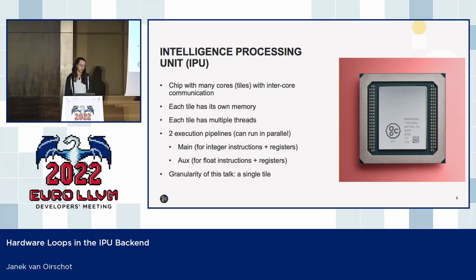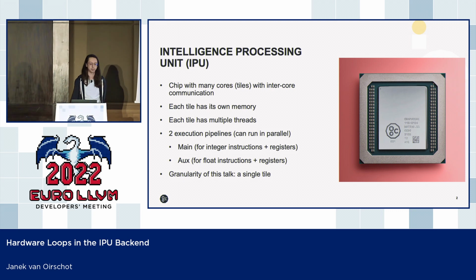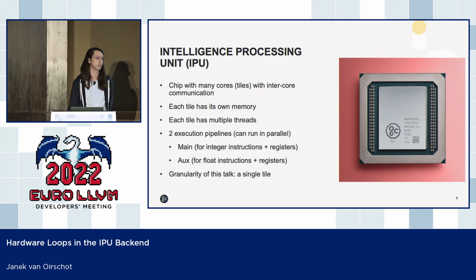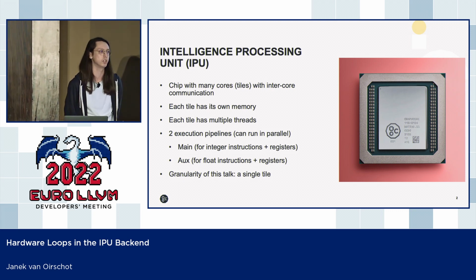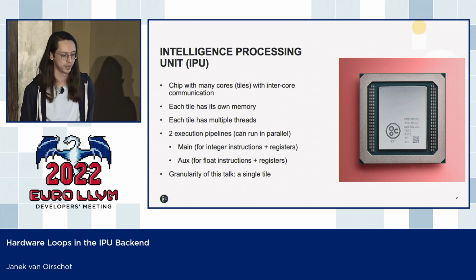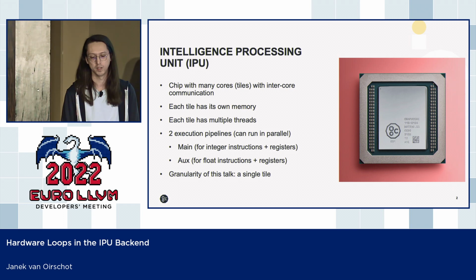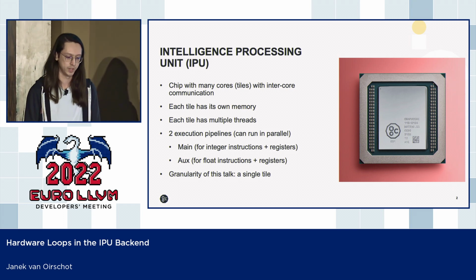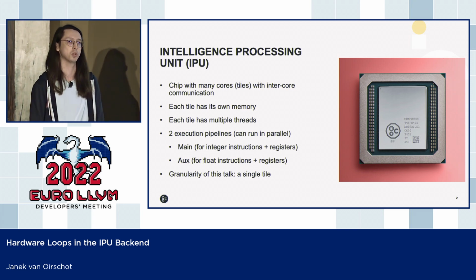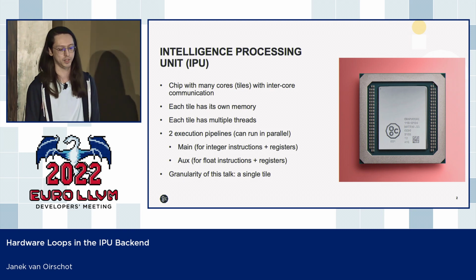First, some context. IPU stands for Intelligent Processing Unit. It's the chip that we at Graphcore develop. It's a chip with many cores, or as we would call them, tiles, with inter-core communication. Each tile has its own memory as opposed to having a shared memory pool for all tiles.